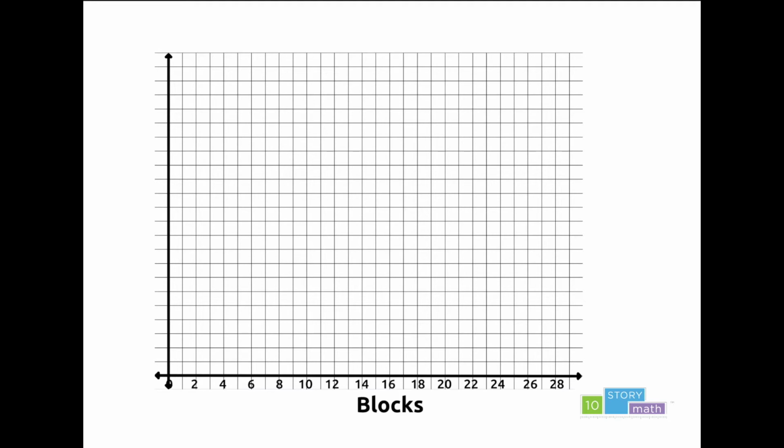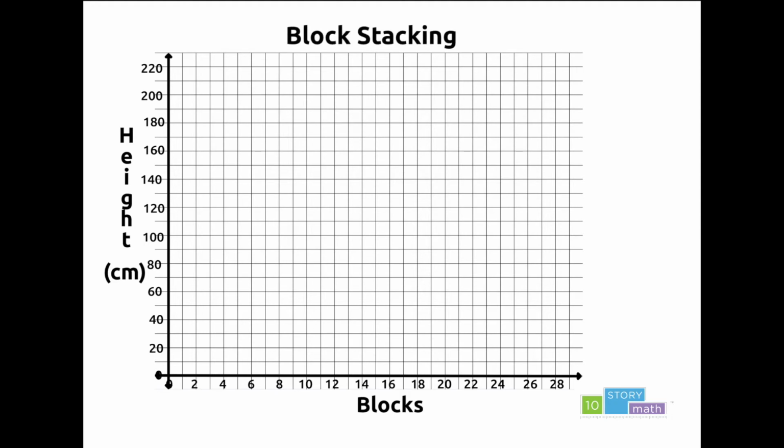The y-axis represents the height in centimeters. The units along the y-axis are increasing by 10. In this case, you will notice that the numbers go up by 20 each time, but they're skipping a unit in between. Therefore, each unit is actually increasing by 10 centimeters. And of course, every graph needs a title. Let's call this one block stacking.